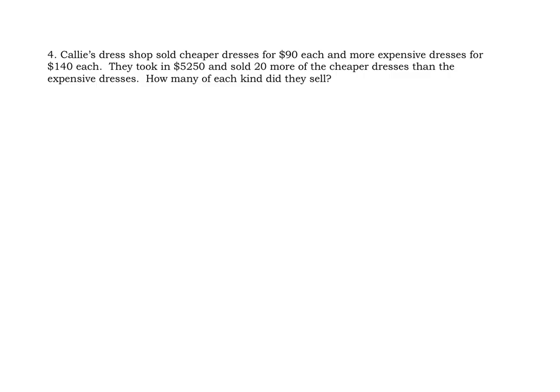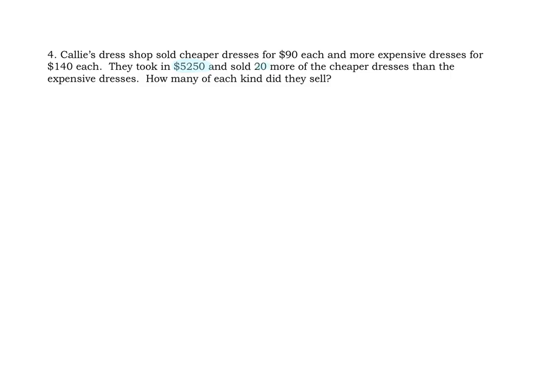Okay, Callie's Dress Shop sold cheaper dresses for $90 each and more expensive dresses for $140 each. They took in a total of $5,250 and sold 20 more of the cheaper dresses than the expensive dresses. That's a comparison. So this word problem is giving me a total amount. So I'm going to write one equation that is equal to that total amount.